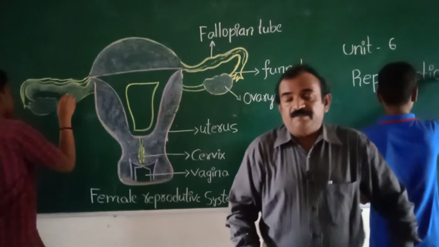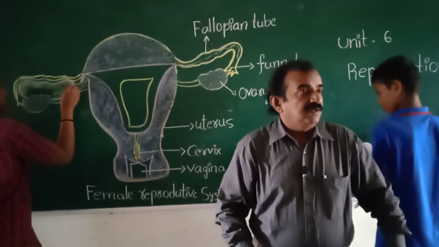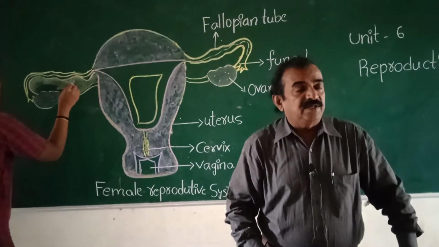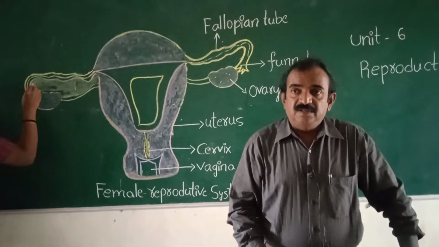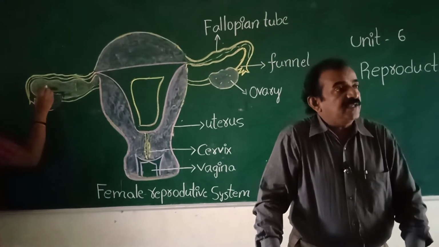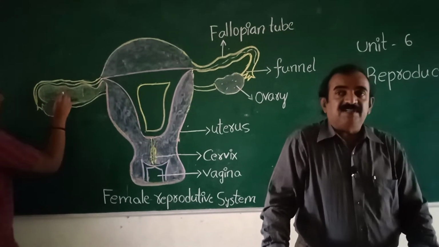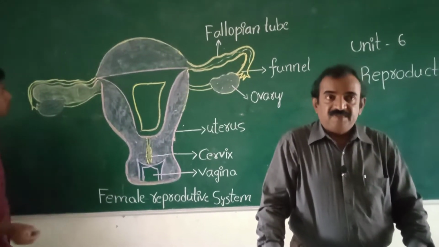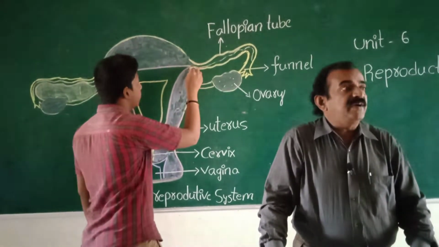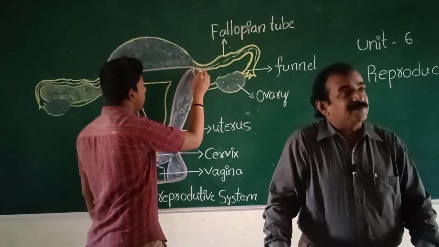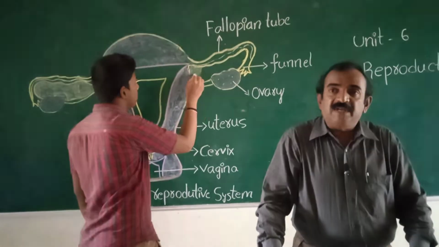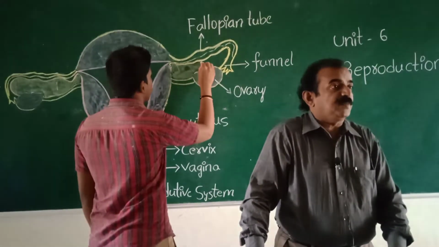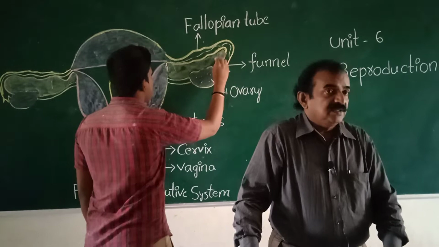What is chorion? What is amnion? What is the function of chorion? And what is the function of amnion? What is allantois? What is yolk sac? And what is childbirth? Like that you are getting some questions in examination, some assessment questions. And now I am telling you how fertilization takes place in case of females.